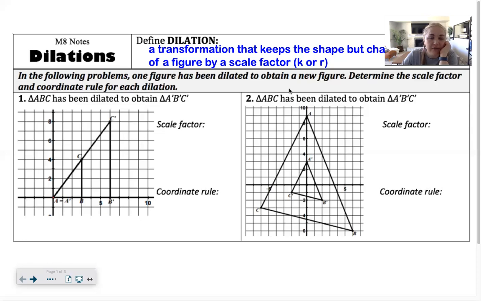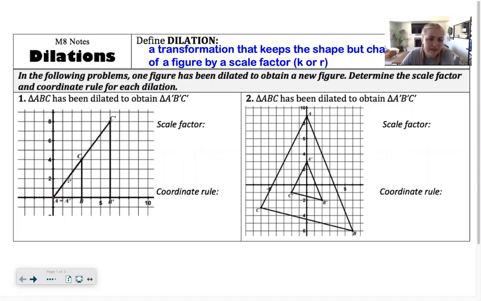Okay, in the following problems, one figure has been dilated to obtain a new figure. Determine the scale factor and coordinate rule for each dilation. So we are going to start with number 1. On number 1, you can see that ABC has been dilated to form A prime, B prime, C prime. So we need to decide what is the scale factor and what would be the coordinate rule here.